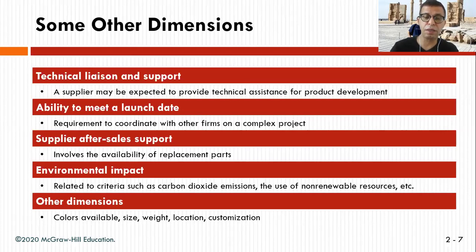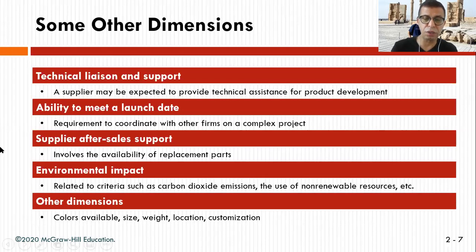You need to look at the related criteria such as carbon dioxide emissions, the use of non-renewable resources. As I said, we're going to see in the video how later on Ford and other car manufacturers are reusing things, minimizing the resources.